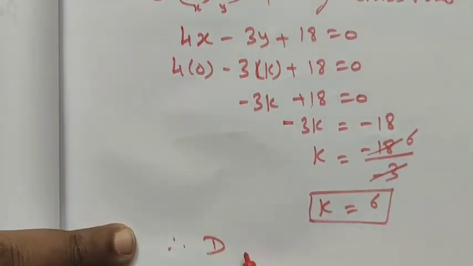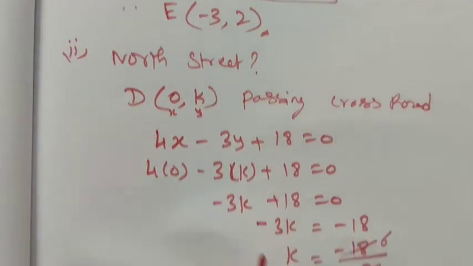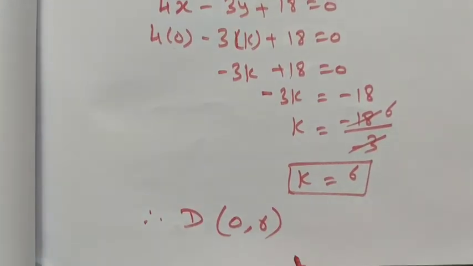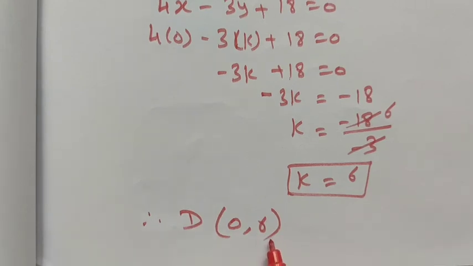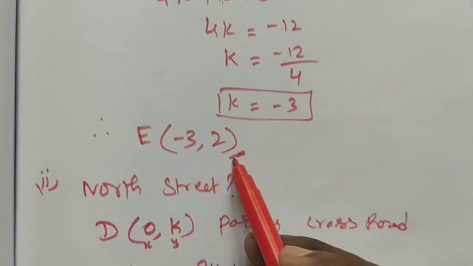Therefore the point D is 0 comma 6. 0 comma k, the k value is 6. That lies on 0 comma D. So the crossroad intersects North Street at D, 0 comma 6, and East Avenue at E, minus 3 comma 2.